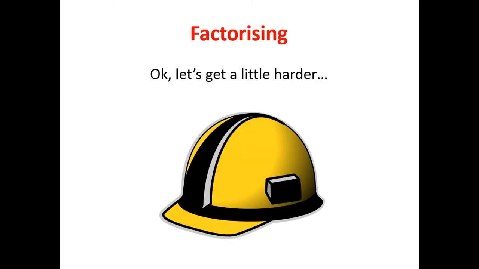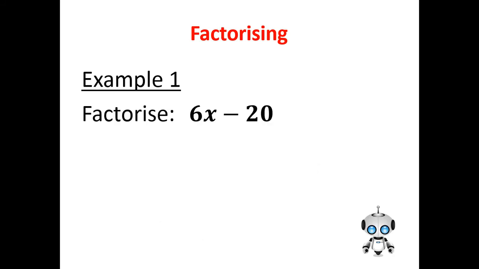Okay, let's get a little harder. Example 1. Factorise 6x subtract 20. Well, our normal process is to take the 6 out the front of the brackets. We see a 6x, so we say 6 times what makes 6x, and we can write down x. We see a subtract, and we write down the subtract, and we see a 20, so we say 6 times what makes 20. But here's the problem, 6 times a whole number does not make 20.